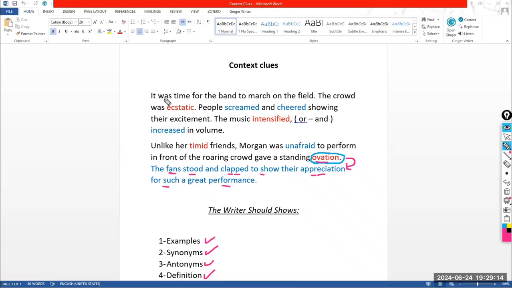Let me show you an example. Now, it was time for the band to march on the field. The crowd was ecstatic. You don't know the meaning of ecstatic. So notice how the writer is going to give you an example about ecstatic. An example is what? Screamed. Another example is what? Cheered. So ecstatic means when people are screaming and cheering. So this is the meaning of ecstatic. So absolutely, Malak, the writer is going to use one of them. This is the meaning of context clues.